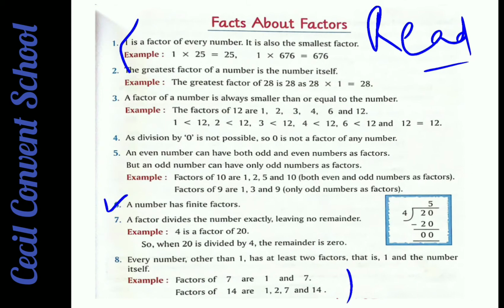Now the next point: a number has finite factors. Finite means limited factors it is having. Clear? A factor divides the number exactly, leaving no remainder. This thing I already told you, what factors are. Clear? So now student, we will start activity 3.